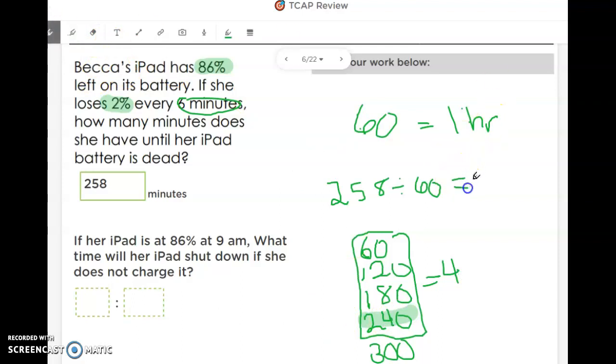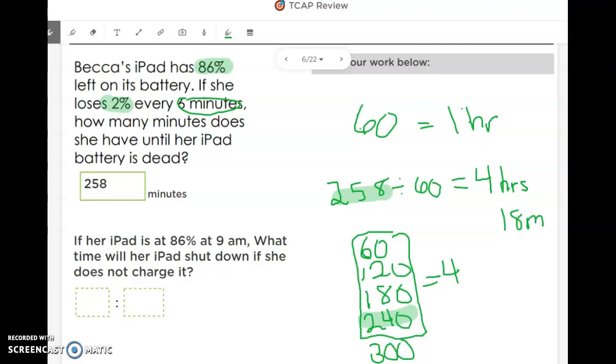So far, I know that her battery is going to last 4 hours, but how many minutes? 4 hours and what? Because we have 258. I'm going to take these two amounts and subtract them to find their difference. 258 minus 240 is 18. So that means that she has a total of 4 hours, 18 minutes before her battery dies, or 258 minutes.